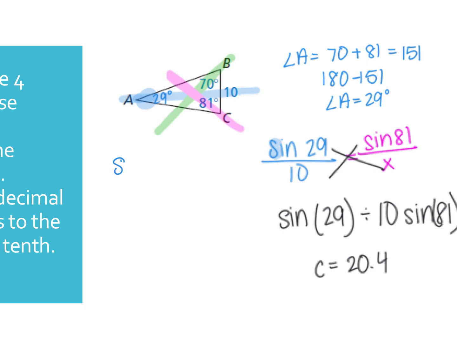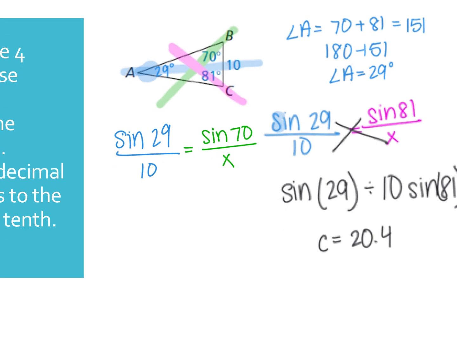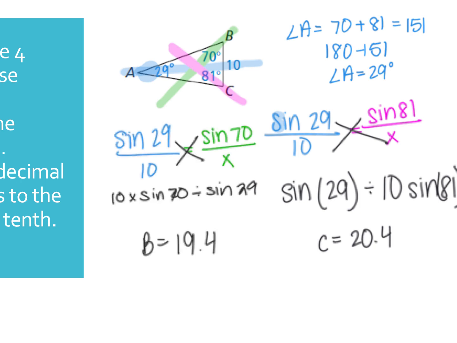Side B, I'm going to do the same thing. Sine 29 over 10 equals sine 70 over b. Same thing, cross multiply, divide, plugging it in. Your answer for this one should have been B equals 19.4.